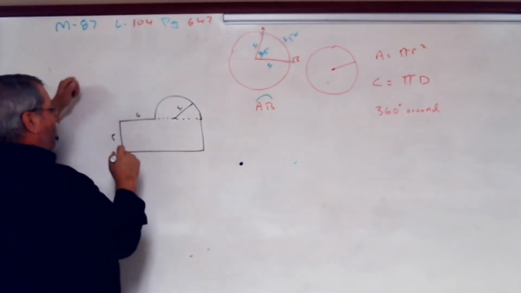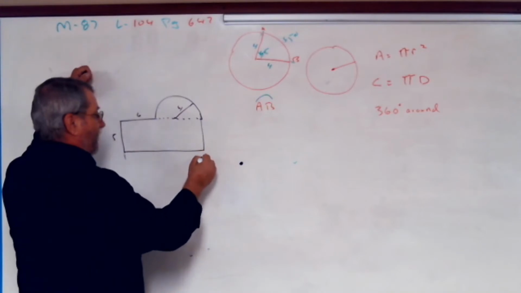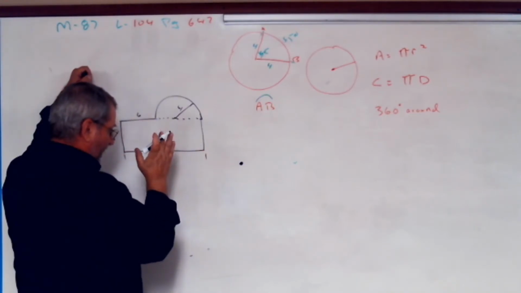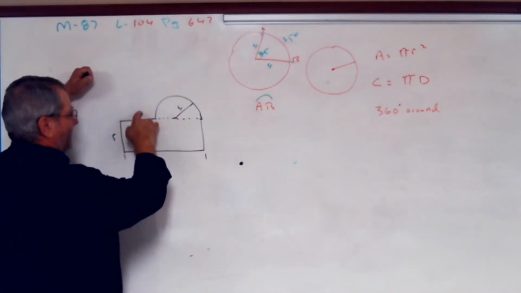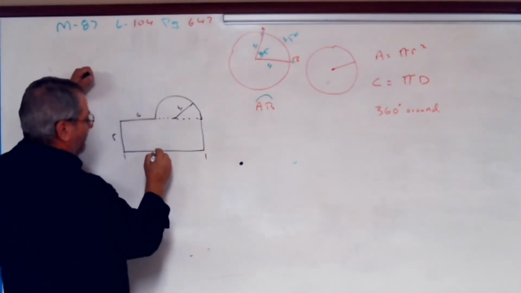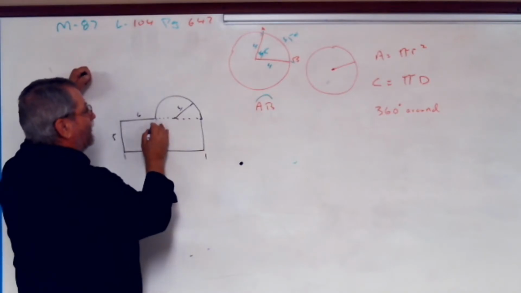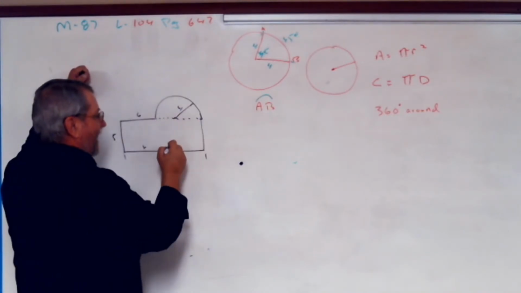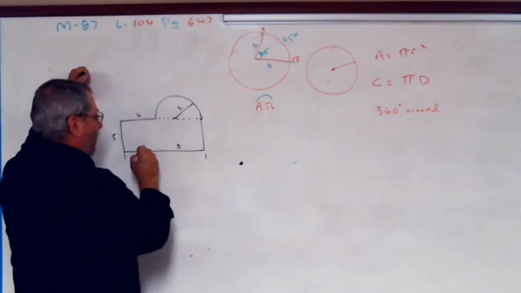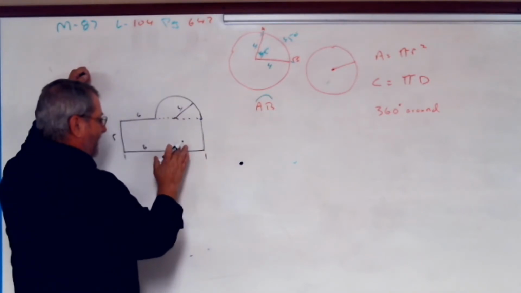Now, how far is it from here to here? I want you to think for a second. Right there, that's 6, right? This piece is 6. Down here, that's kind of 6. How far is it from here to here? Well, if the radius is 4, the diameter is 8. So this whole distance down here is 14.